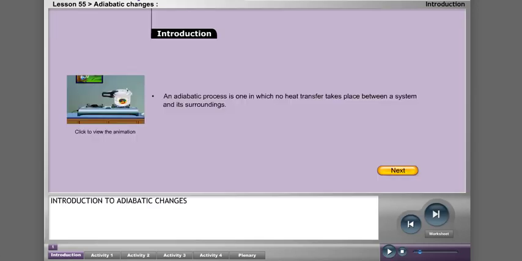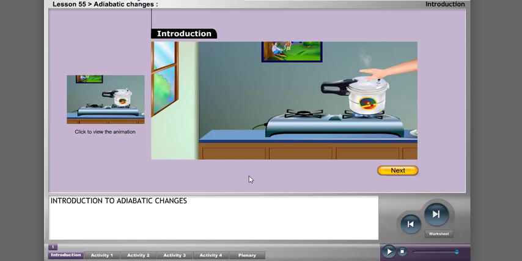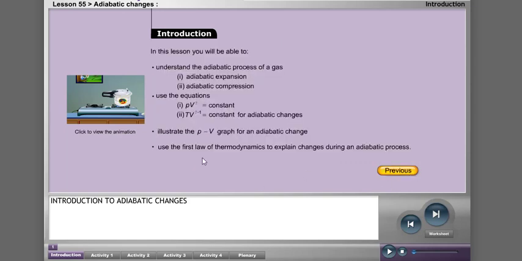Introduction to adiabatic changes. An adiabatic process is one in which no heat transfer takes place between a system and its surroundings. In this lesson, you will be able to understand the adiabatic process of a gas, adiabatic expansion, adiabatic compression.